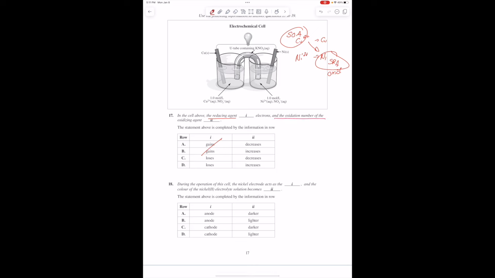And the oxidation number of the oxidizing agent. Okay. So the oxidizing agent's going to go from a plus 2 over to 0, right? Because copper will be 0, it's an element. So plus 2, if the number goes down, we gained electrons. And so, oh, it's just asking about the oxidation number. It will be decreasing. Plus 2 down to 0. Answer is C.